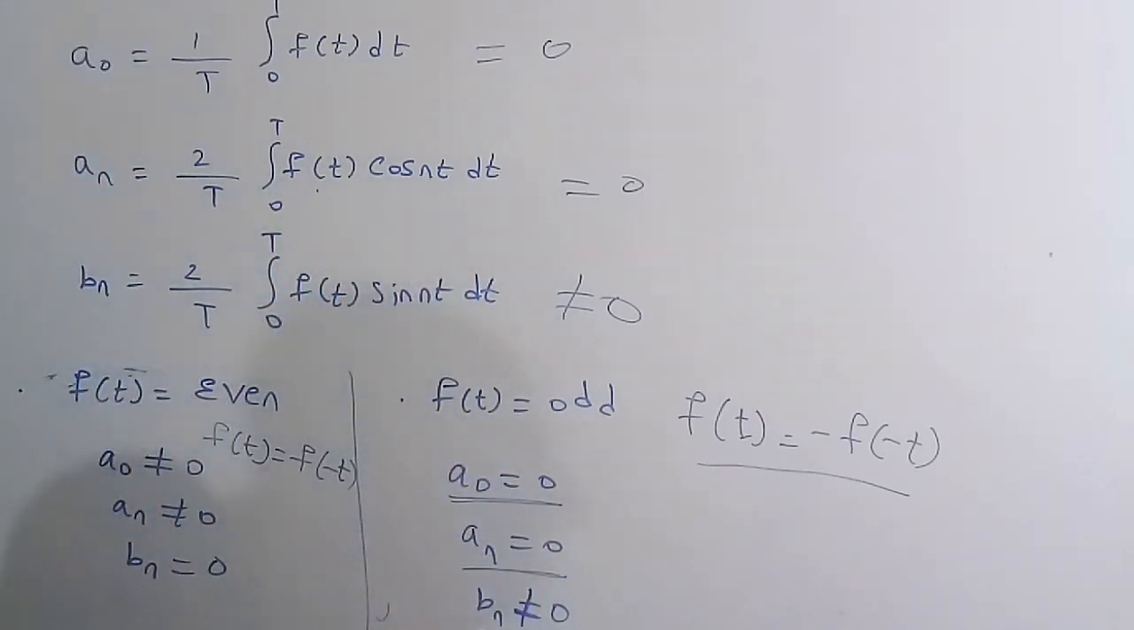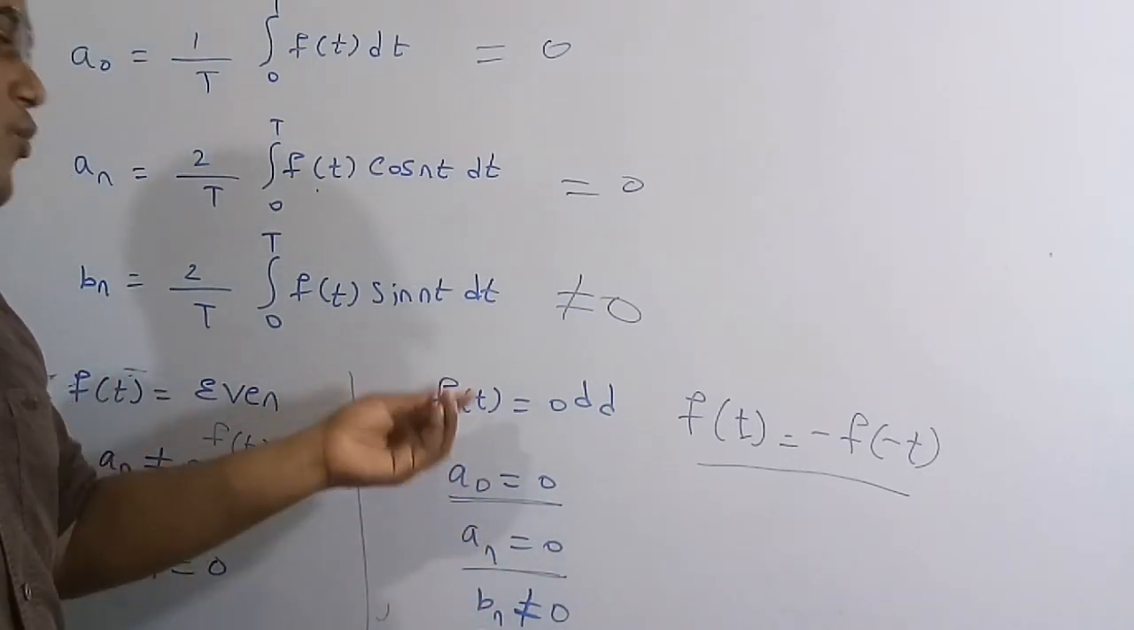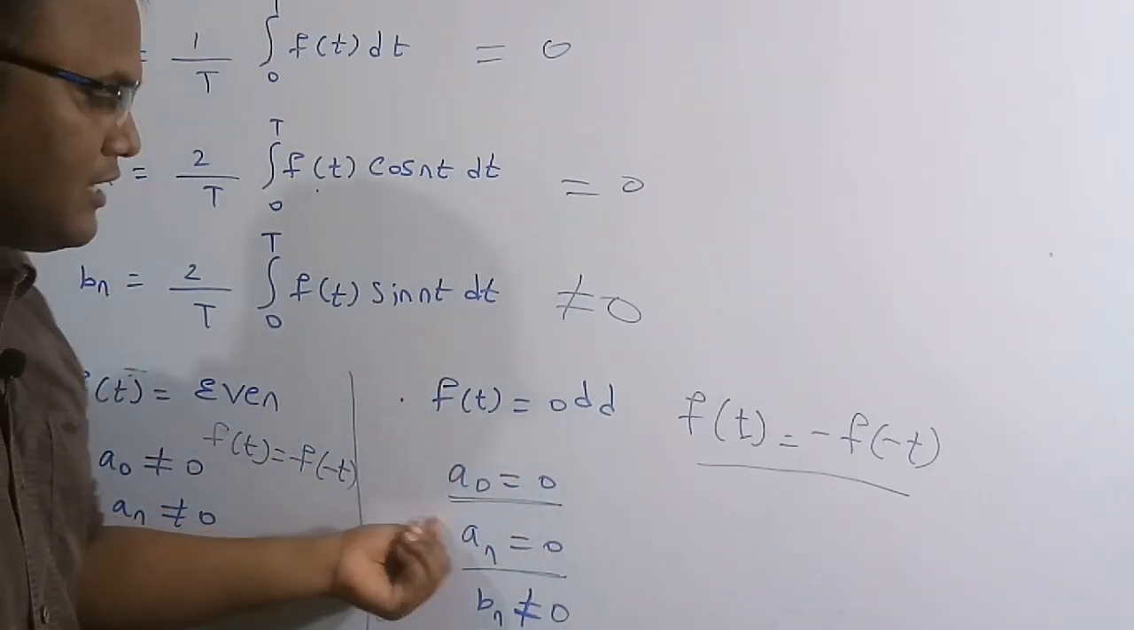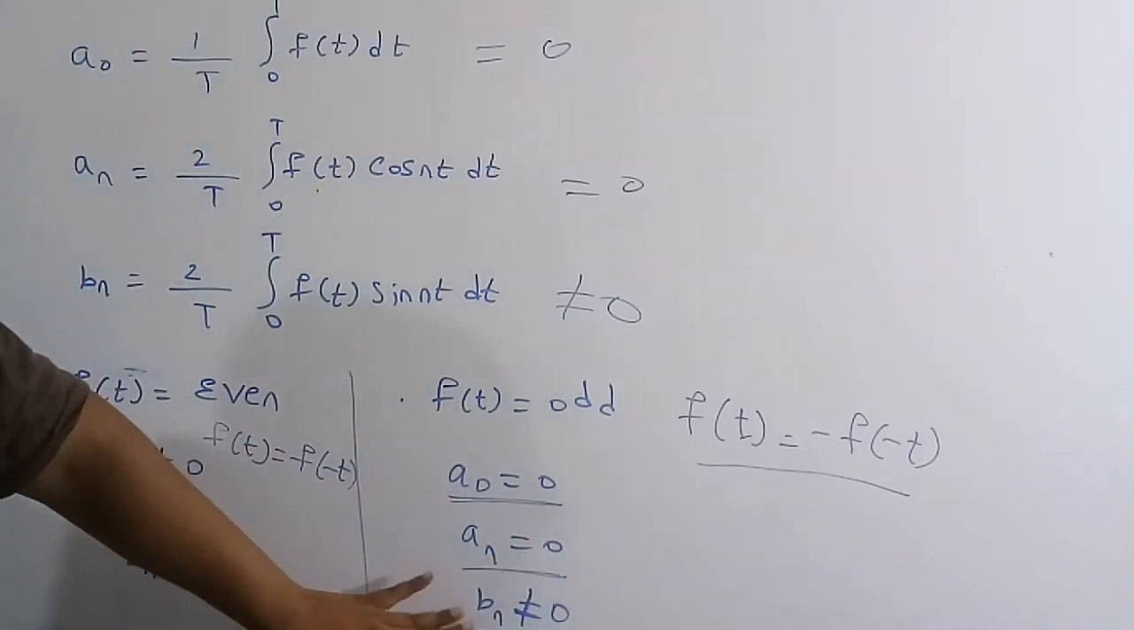In the question they have asked only what the nature of the Fourier series coefficients is when f of t is an odd function. So therefore a0 is equal to 0, an is equal to 0, and bn is not equal to 0. This is the correct solution of this question.